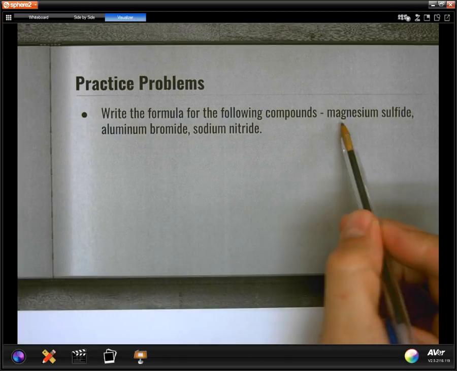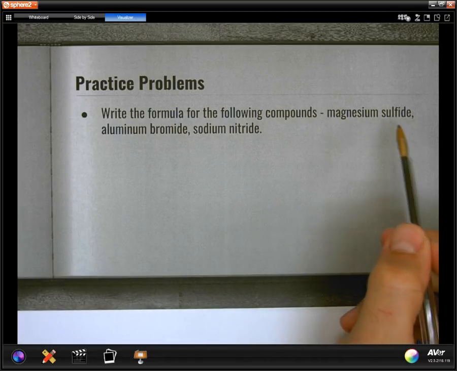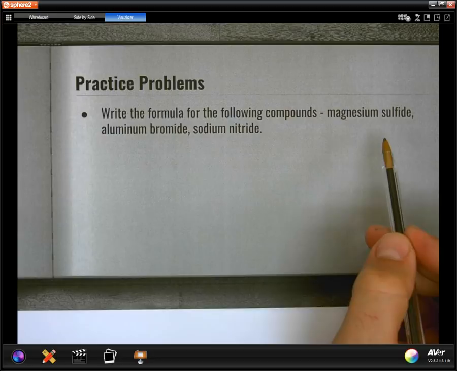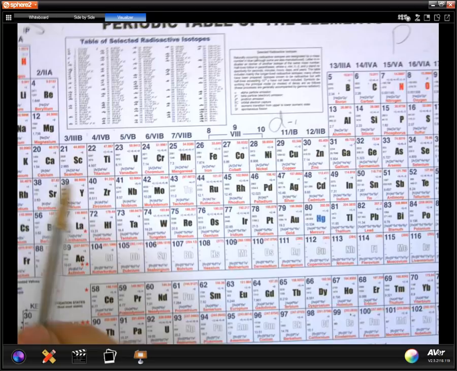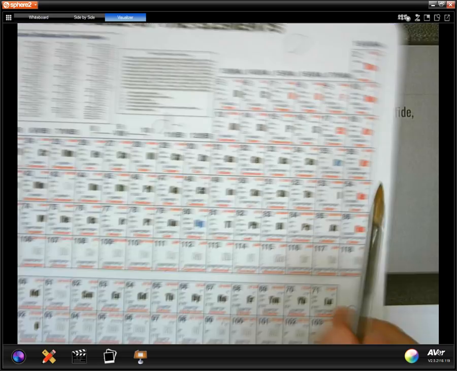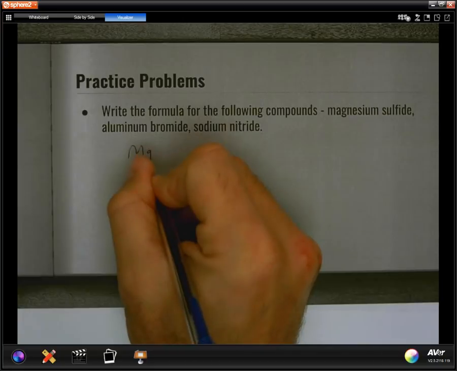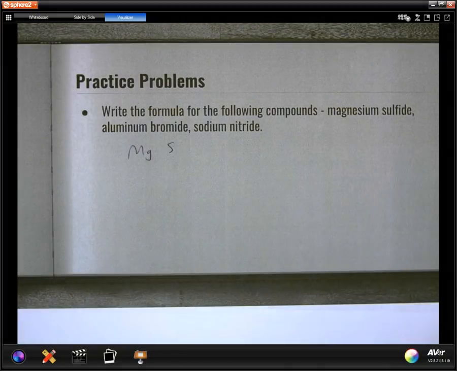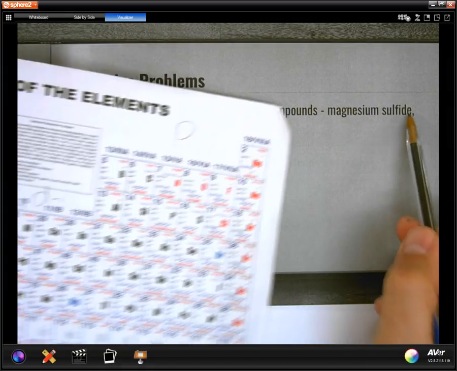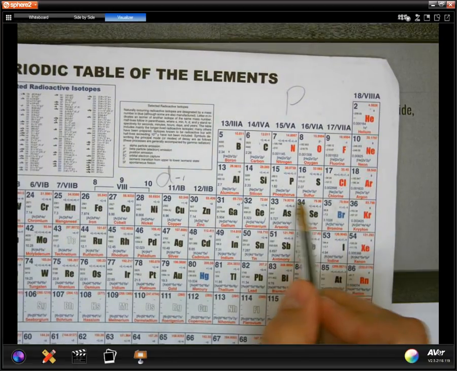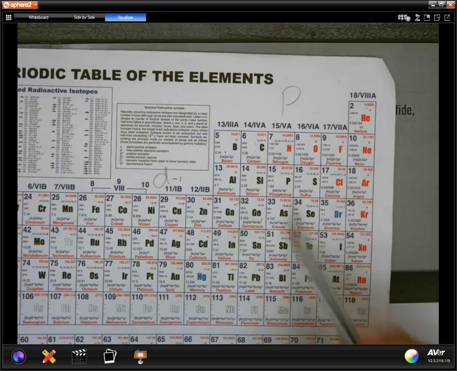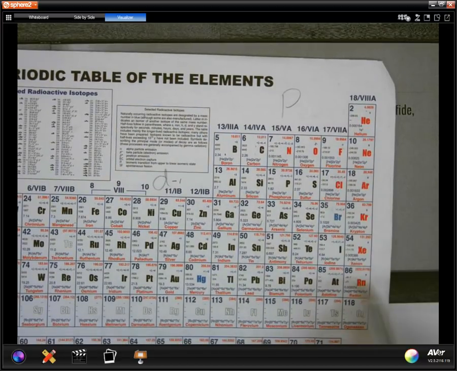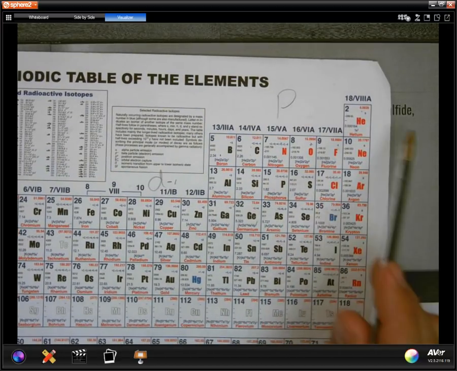We have magnesium sulfide. So my first job I told you to do is just simply write down their symbol. So if I look at my periodic table, I see magnesium is Mg, I see sulfide is S, so that's MgS is what I'm going to do. Now real quick, why is this sulfide and why is this sulfur? In the next few slides, you're going to realize that's how we name them. Whenever we name these elements, when they're in ion form, we're going to change the ending to IDE. You'll see that in a second.